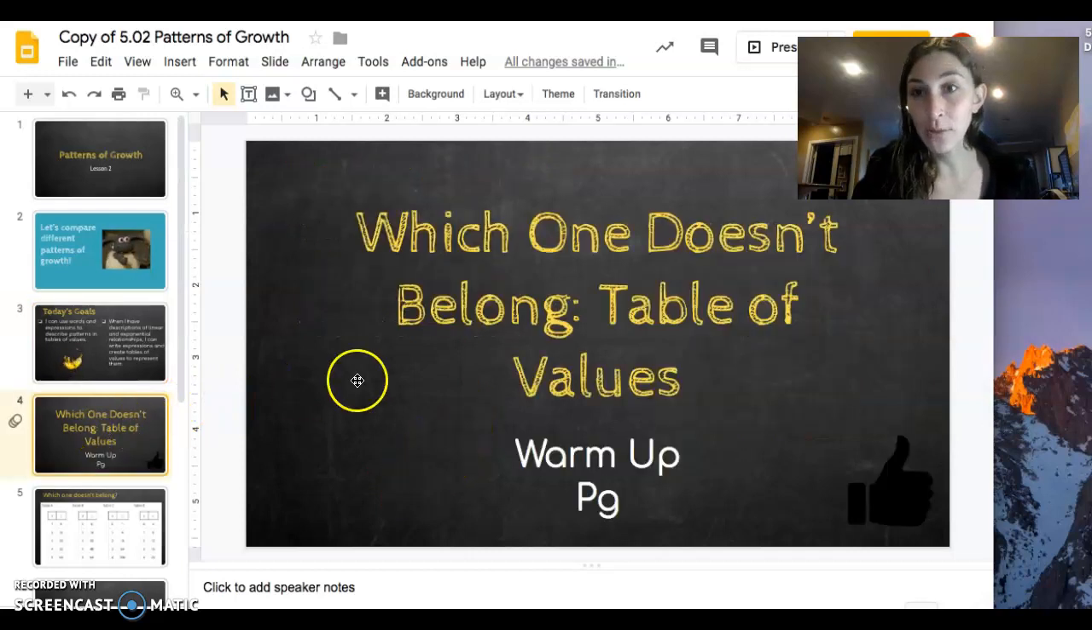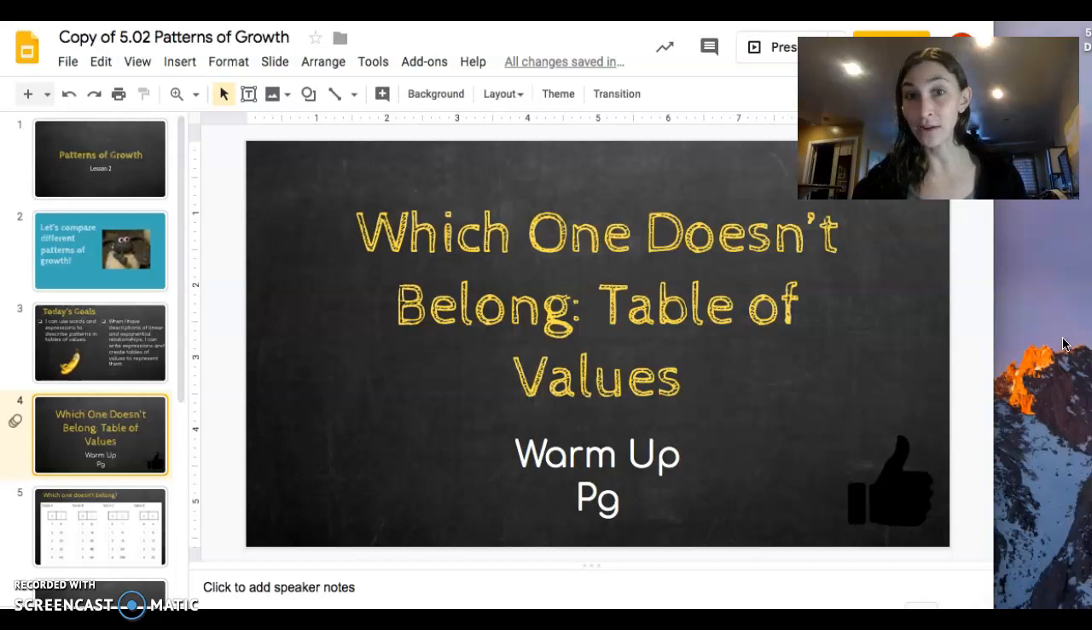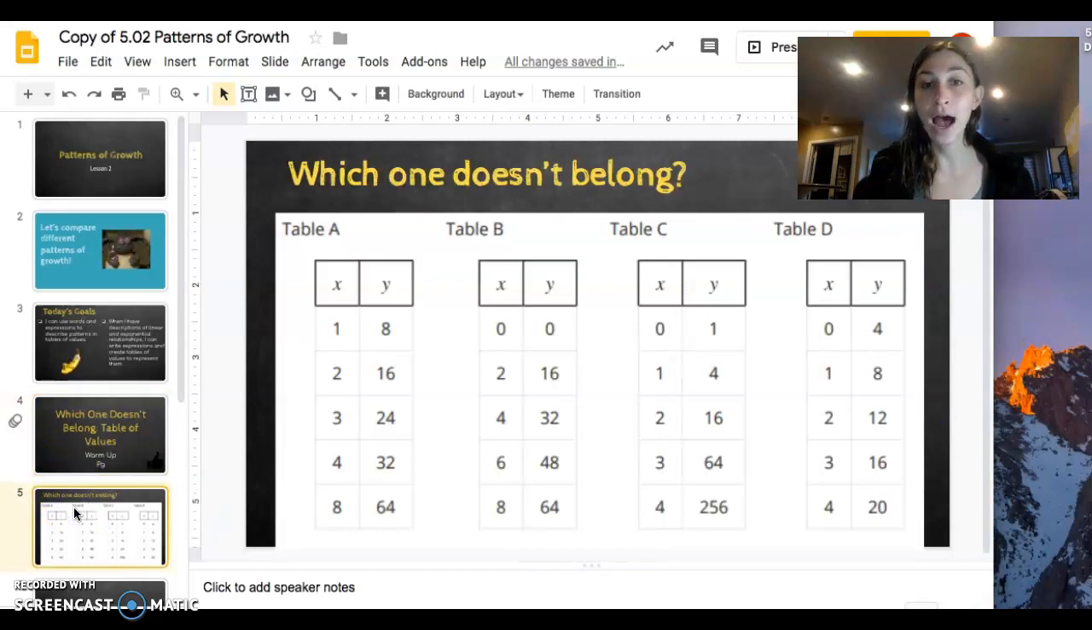So we always start out with a warm-up. The warm-up allows students to kind of investigate. During the warm-up, students have nothing in front of them. It just allows them to think and kind of introduce the topic. So in this warm-up, I show these 4 tables to the students, and they have to think, okay, which one of these tables does not belong? And they discuss this with their group.